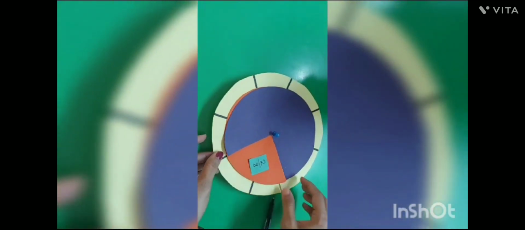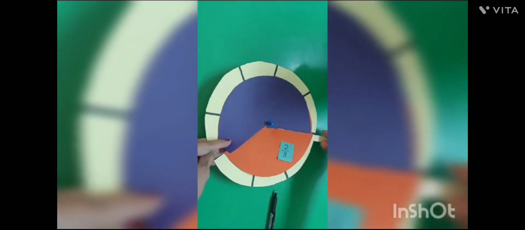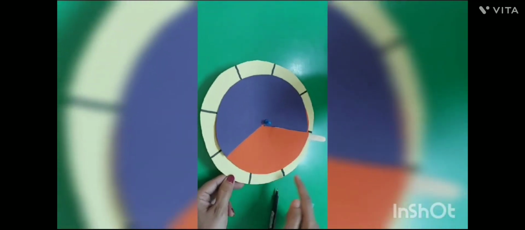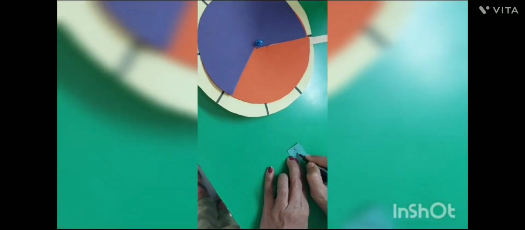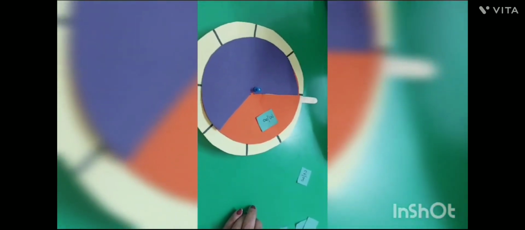Now again I am moving this one like this. Now you can tell me, 1, 2 and 3 parts are colored now. Now 3 upon 8. Very good. 3 upon 8. The total number of parts is 8 and 3 parts are colored.